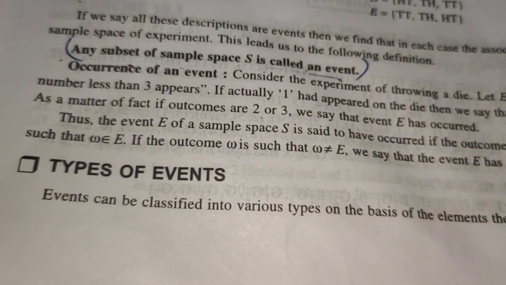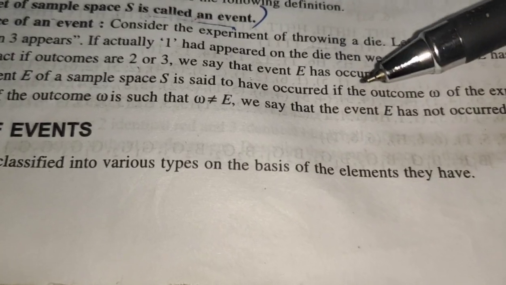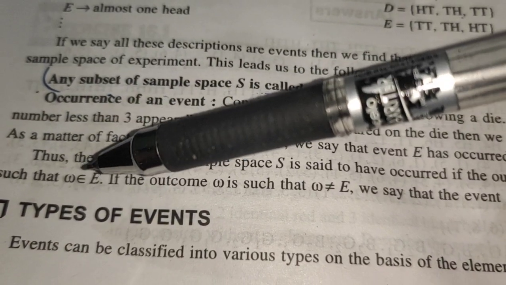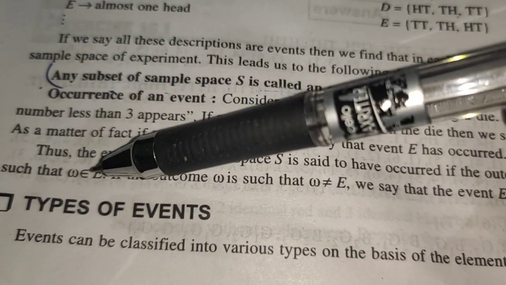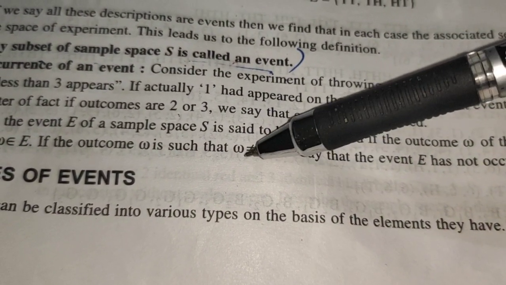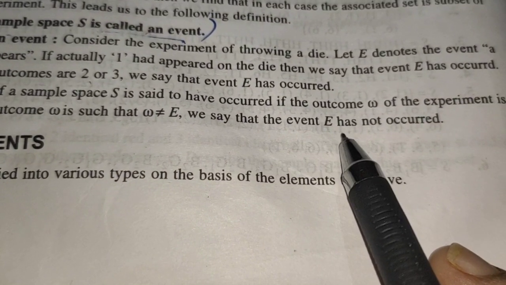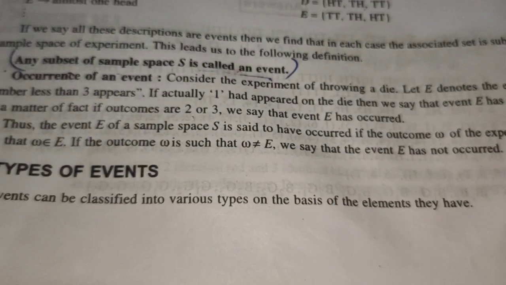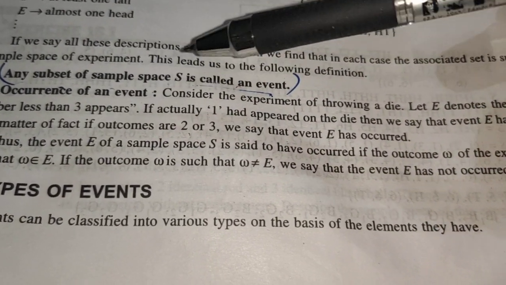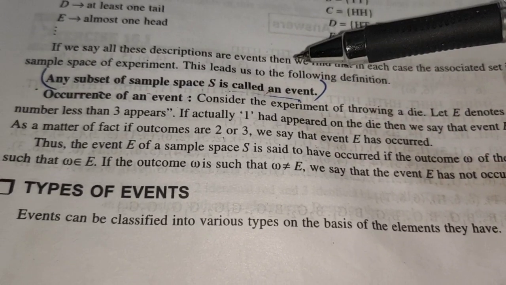The event E of a sample space S is said to have occurred if the outcome of the experiment is such that w, suppose w is any element, w belongs to E. If the outcome w is such that w does not belong to E, one is a set, one is an element, we say that the event E has not occurred. So when we are discussing the occurring of an event, that also signifies the happening of the event and the not happening of the event.